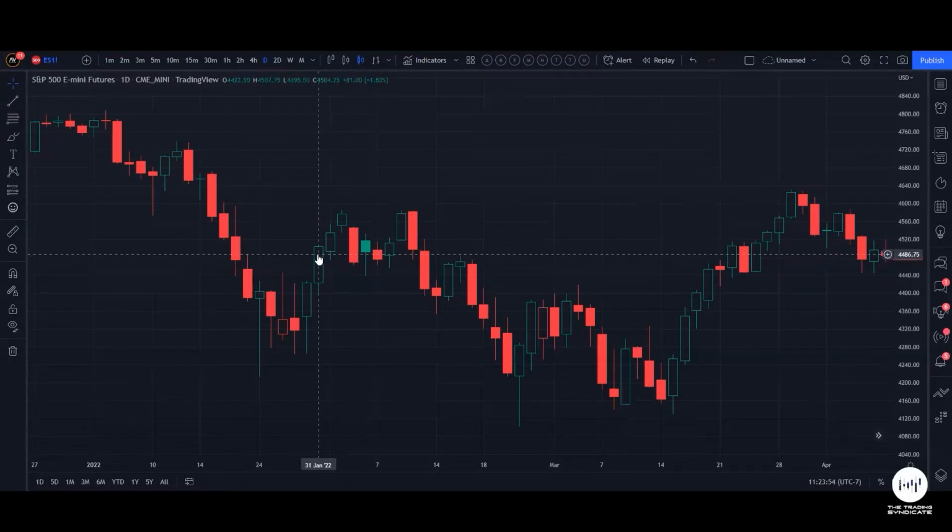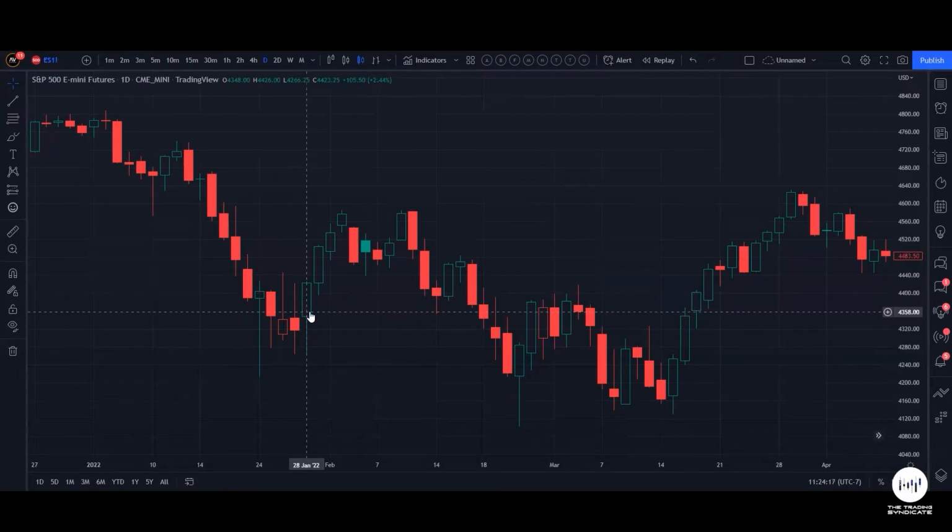So with that being said, we do have green and red candlesticks. Now, if the candlestick is green, that means that the price closed higher than the previous session's close. So if we're looking at a candle like this one right here, this hollow candlestick, it is green and hollow.